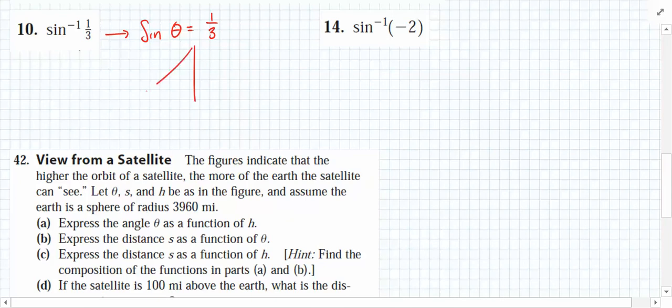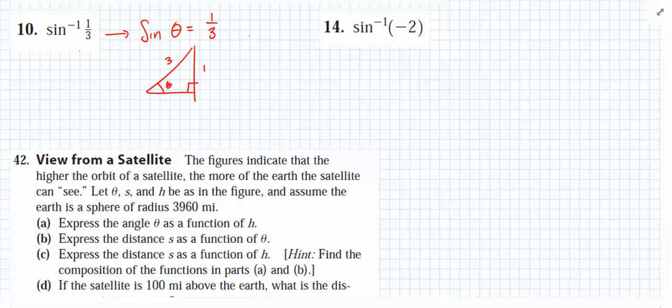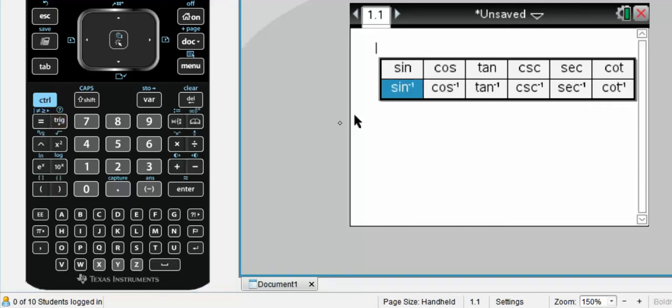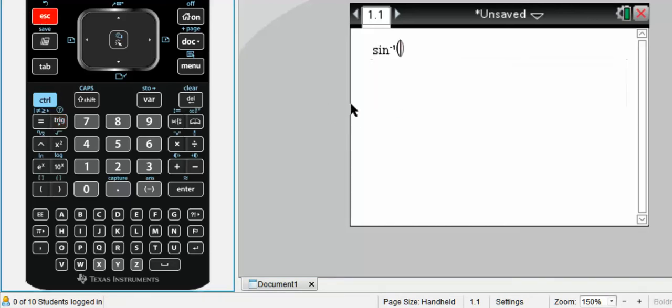Or in other words, we're trying to create a right triangle here whose opposite side is 1 and its hypotenuse is 3. We're looking for the theta angle measurement that would make that happen. So we can use a calculator to solve this, since 1/3 is not a typical fraction that we would see in our unit circle. So when I switch over to the calculator here, I'll call upon the sine inverse function, and we'll write the numbers 1 divided by 3 to find sine inverse of 1/3.